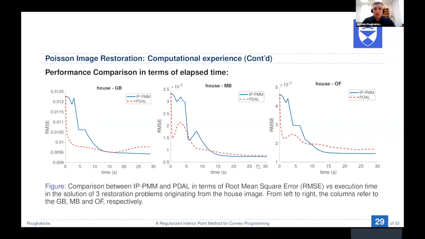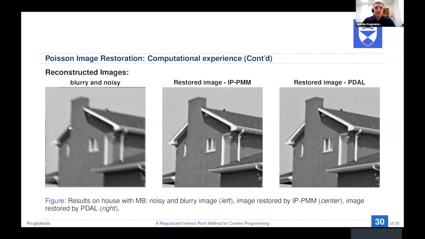However, RMSE is not the whole story. And to showcase the importance of obtaining a better quality solution, I will show you the actual restored image on the second example, in which both methods give us a solution that has very similar RMSE. So here, we have the blurry image, the image restored by IPPMM, and the image restored by PDAL. And to observe that the quality of the image restored by IPMM is better, simply look at the sky, which is of course a flat region, and you can see it's significantly smoother compared to the sky from the image restored by PDAL. And the reason for that is that IPMM is much better at enforcing the structure of the total variation regularizer.